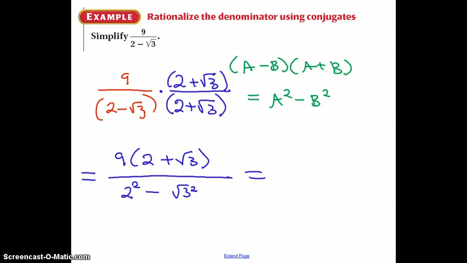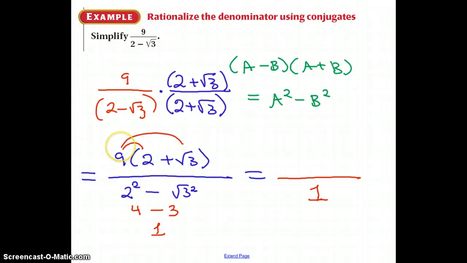And then what you're going to do is you're going to simplify the bottom. So 2 squared will give you a 4, and square root of 3 squared will just give you a 3, which simplifies to 1. So that's exactly what we needed. We don't have any radicals left over. It's a nice simple number. So then on the top, we're going to distribute. Alright, so on the top, we're going to distribute, and when we multiply 9 and 2, we get 18.